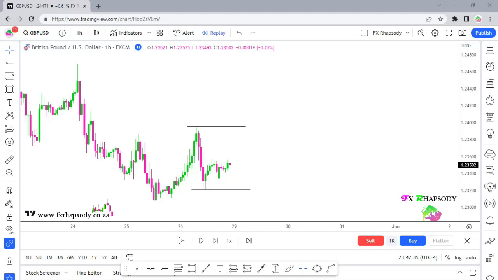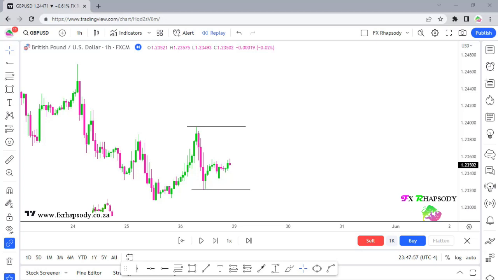Okay, so let us hit the charts. We're going to be doing analysis only on the British pound US dollar. I don't have a lot of time today, but I'm only going to do it on the 1 hour and the 15 minutes. I want to show you a couple of things that happened this week and how confirmation is so key when placing your trades in the market.